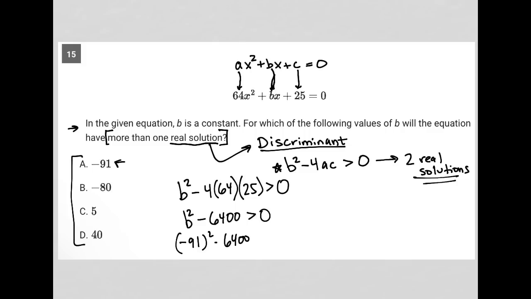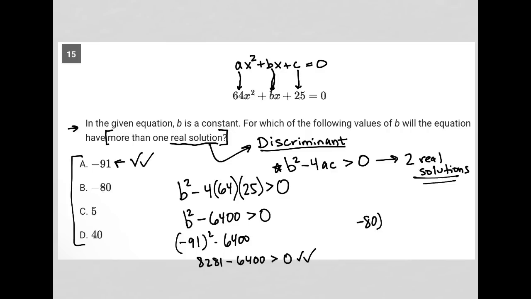Negative 91 squared is 8,281. Of course, if I only subtract 6,400 from that, what is left over will definitely be positive. So it will definitely be greater than 0. So choice A works. Now, if it works, it should be the right answer, right? Because we shouldn't have multiple correct answers here. But I can try choice B and see what happens, right?